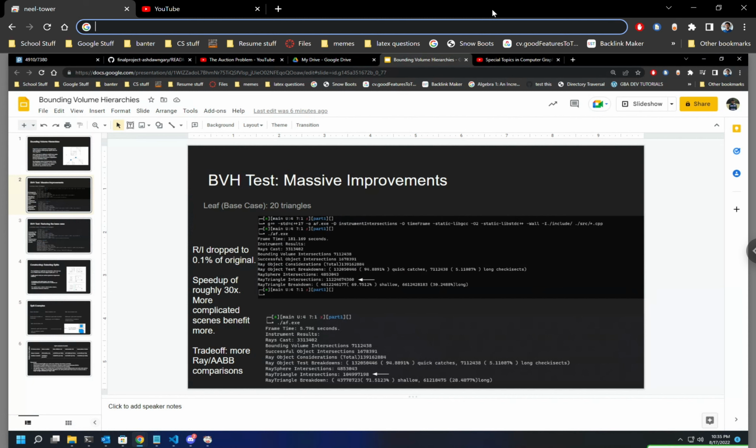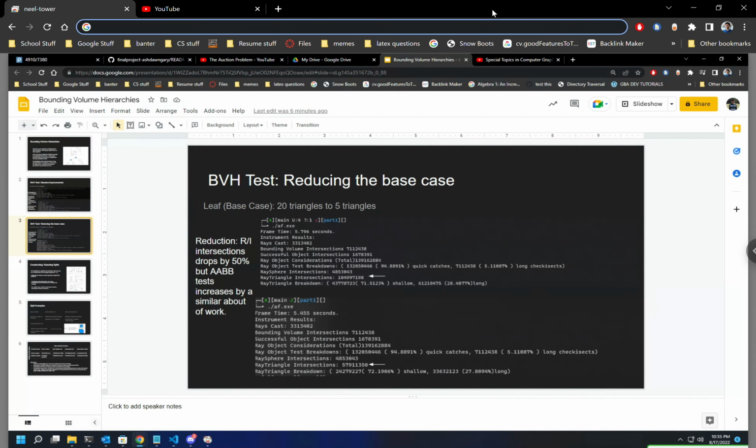One thing that I messed up initially was that my base case was 20 triangles, which is a lot. It turns out that if you go to 5 triangles, you do get a minor speedup. The number of ray triangle intersections drops by nearly half, but at the leaf nodes of a BVH, they are so fine that we have to perform so many extra AABB tests that the amount of work is roughly similar. So the speedup isn't nearly as profound as a half.